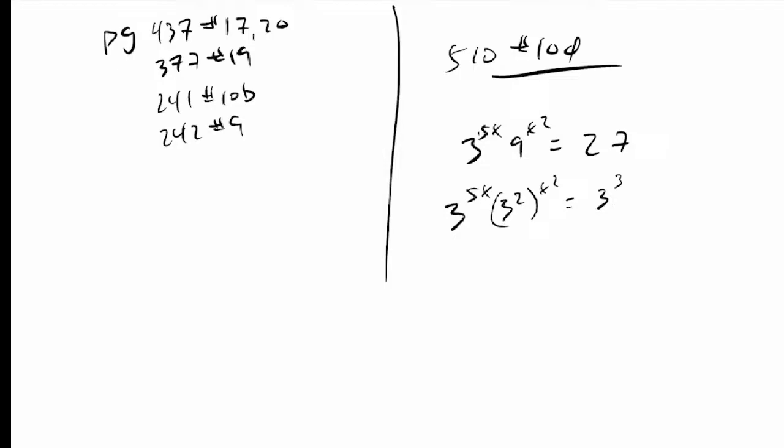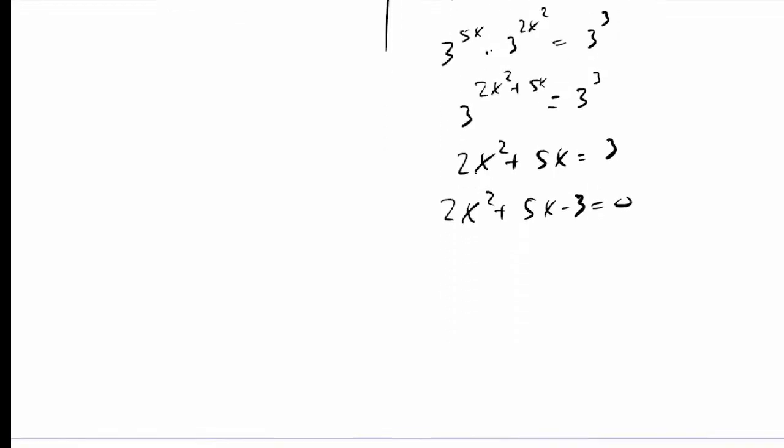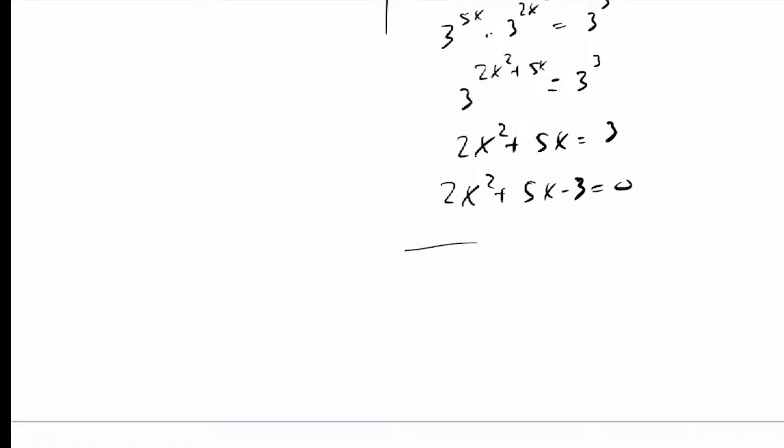So now this becomes 3 to the 5x times, this becomes power to a power you multiply, this becomes 2x squared is 3 cubed. So I multiply with the same base you add, this becomes 2x squared plus 5x is equal to 3 cubed. Then you can drop the base. And in this case here, Ibrahim, bring everything to one side. And then you factor.